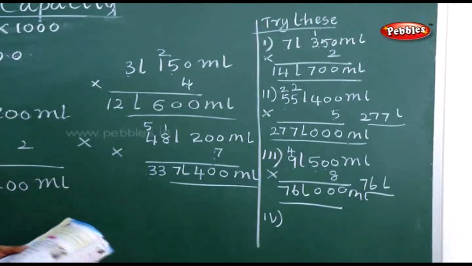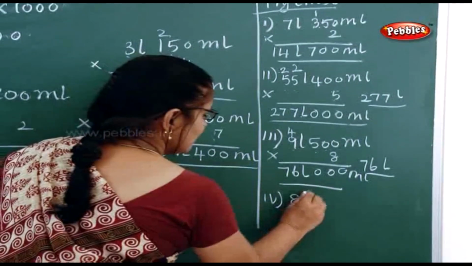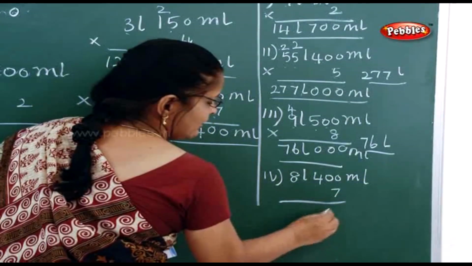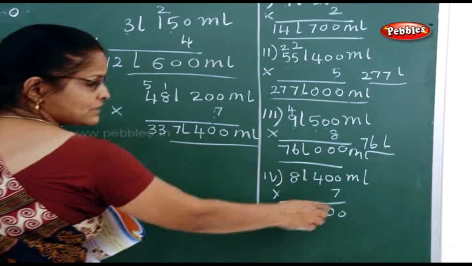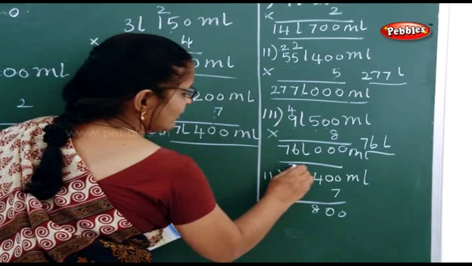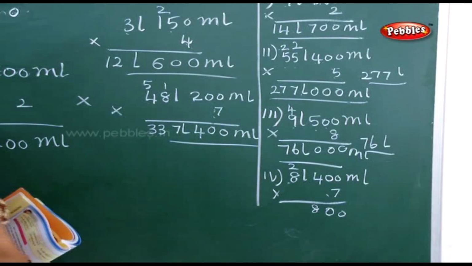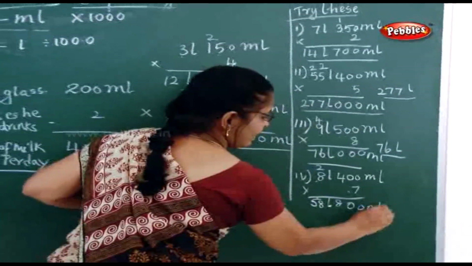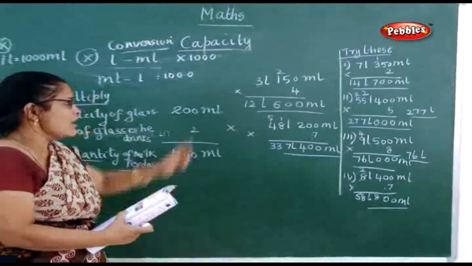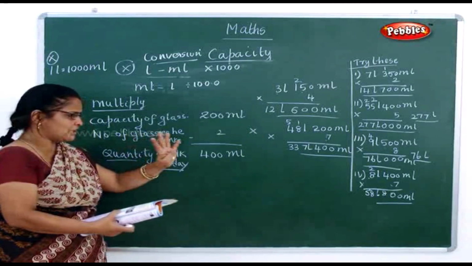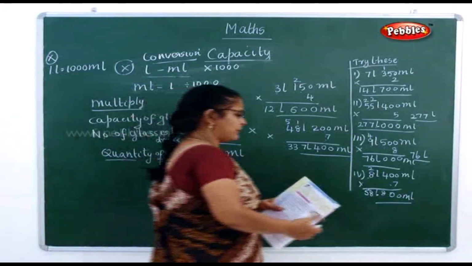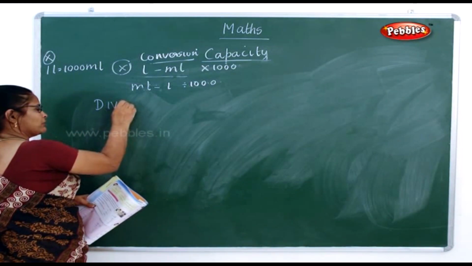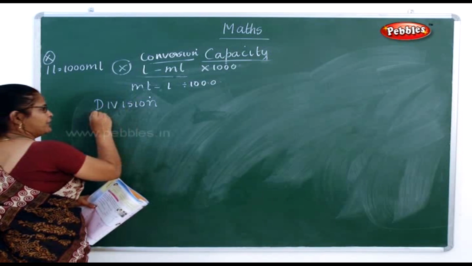Now what is your fourth sum? 8 liter 400 ml multiplied by 7. Now what will you write? 0, 0. Okay. Then 4 7s are 28. 8 7s are 56. 56 plus 2, 58. So you write 58 liter and 800 ml. Is it clear? This is your multiplication operation. Just straight away you multiply. Next one is your division. I think you are clear with addition, subtraction and multiplication.